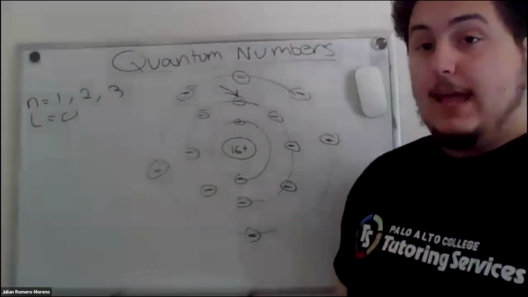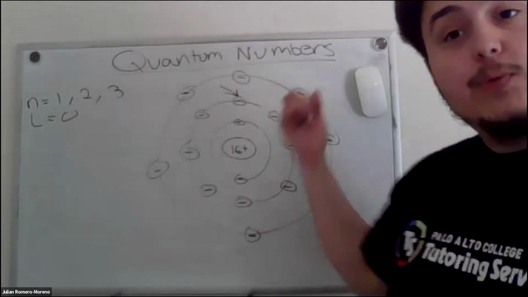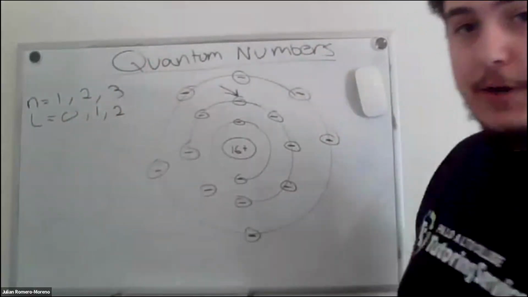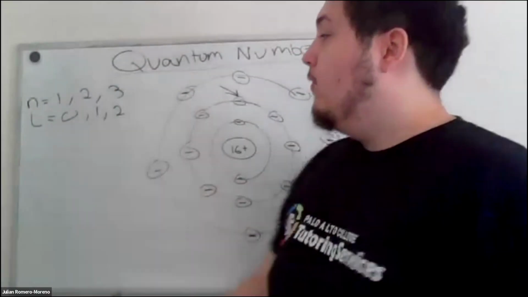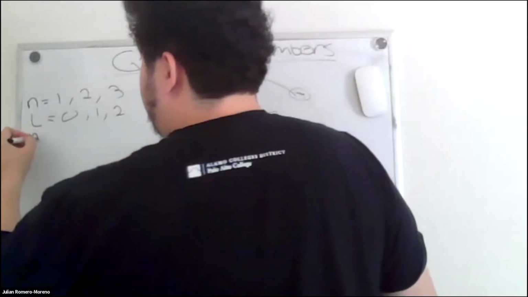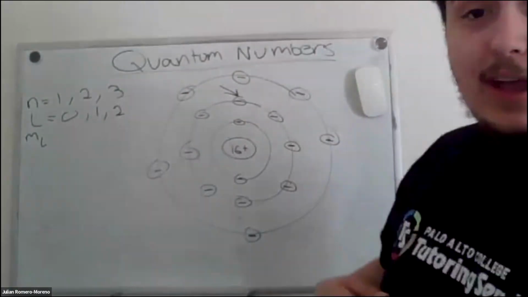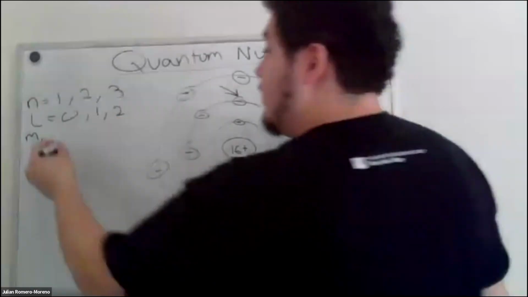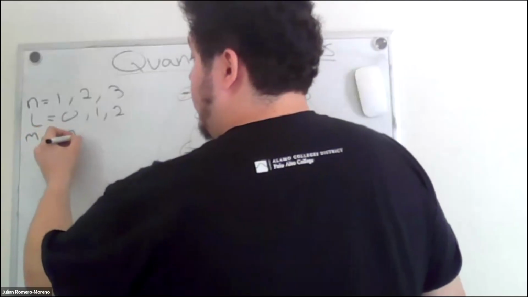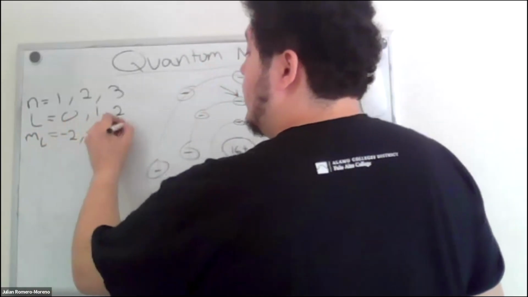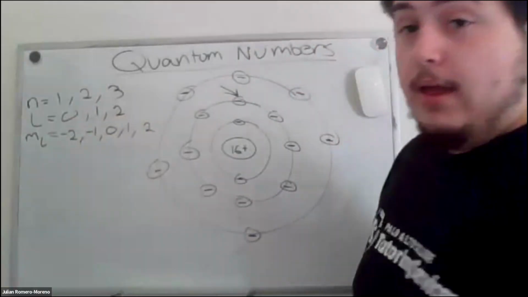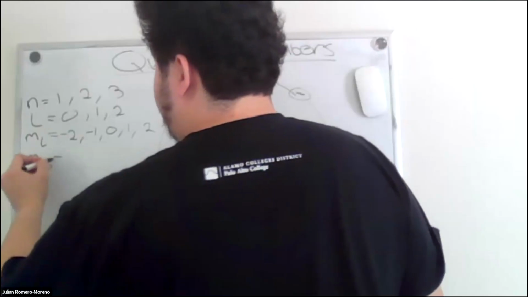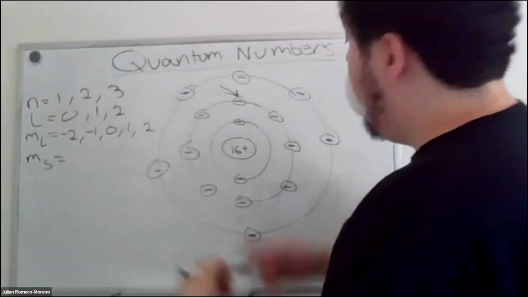Now L, our angular momentum, will always start at 0. And then it ends at n minus 1. So 3 minus 1 is 2. So 0, 1, 2. Pretty straightforward. Now, all of our possible magnetic quantum numbers are negative L to positive L. Since our biggest L is 2, that means all of our possible numbers could be negative 2, negative 1, 0, 1, 2.